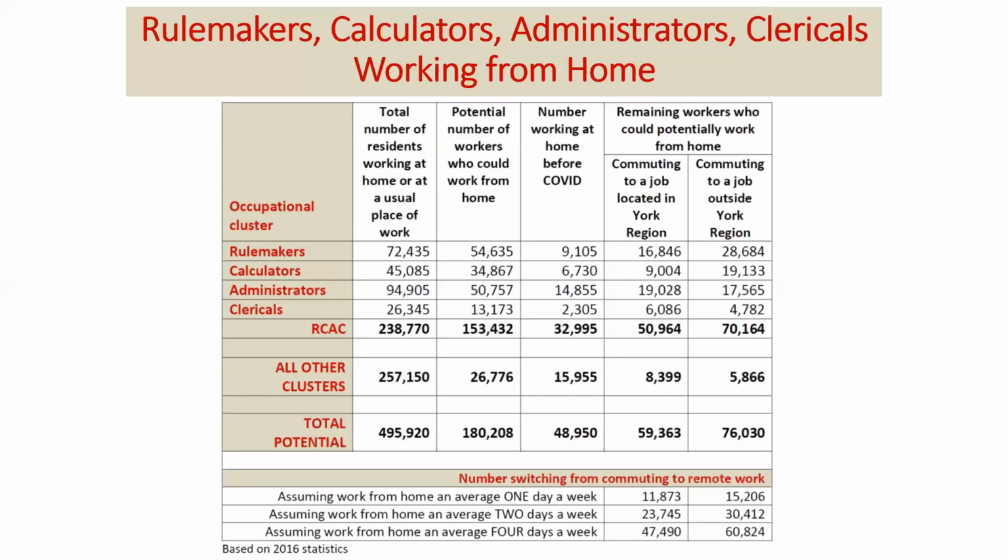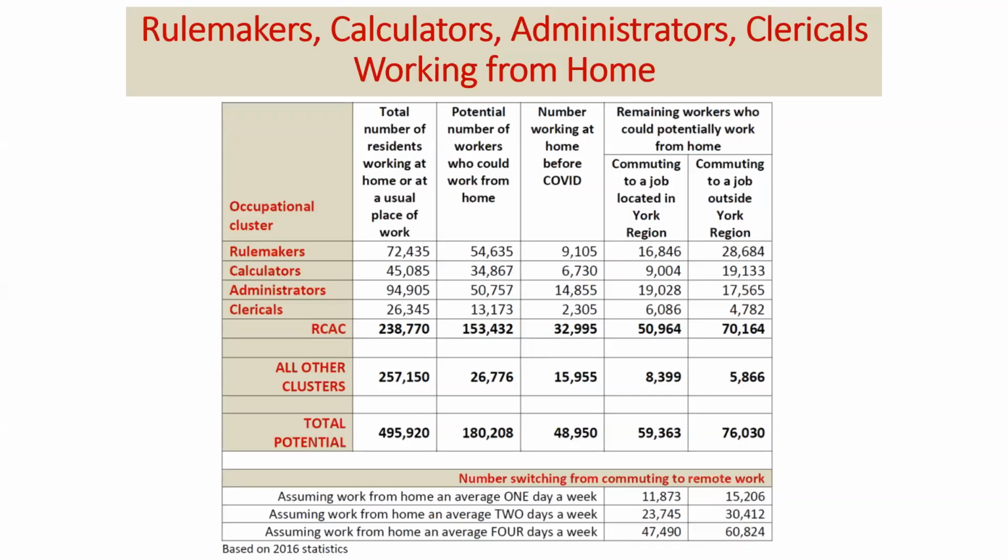If all these people who could potentially work from home did work from home for two days a week, you're looking at around 23,000 people who commute to a job in York Region working from home, and another 30,000 who commute outside York Region working from home. That's a huge shift, like a shift of 50,000 people. What are the consequences? Well, obviously for downtown Toronto, we already know the implications for the restaurants and bars and various services, let alone the commercial office space.